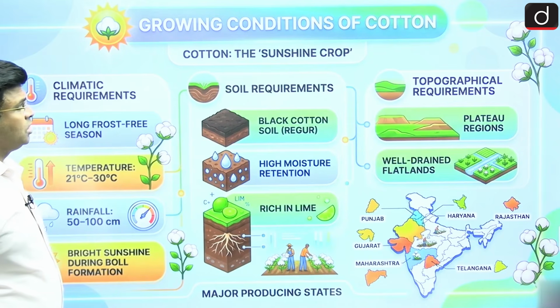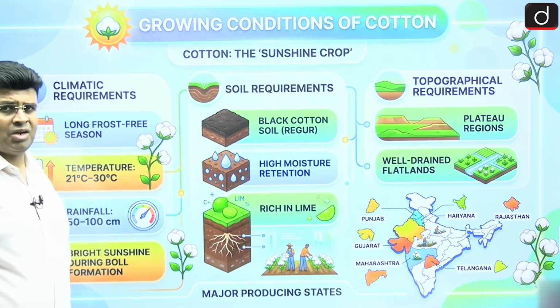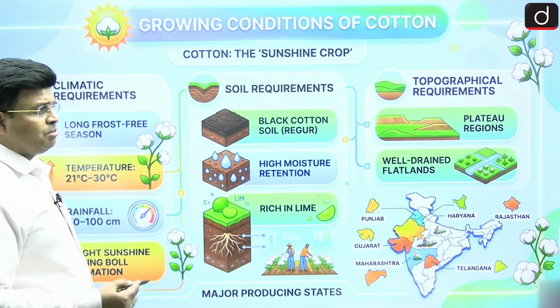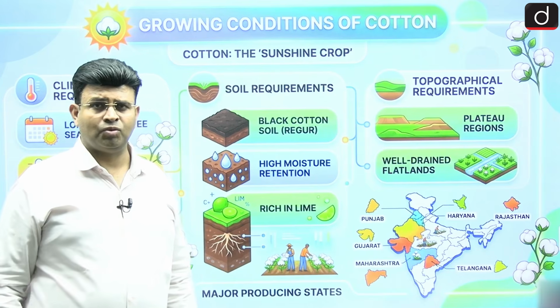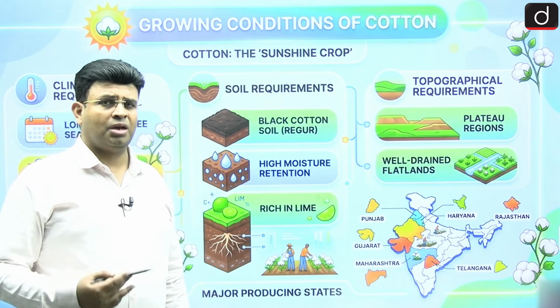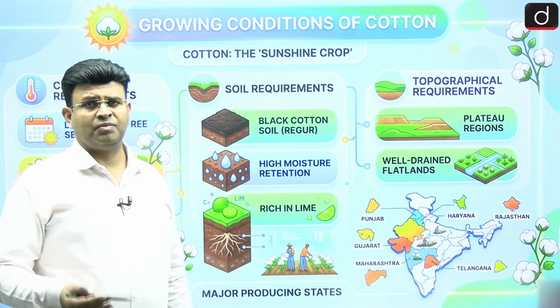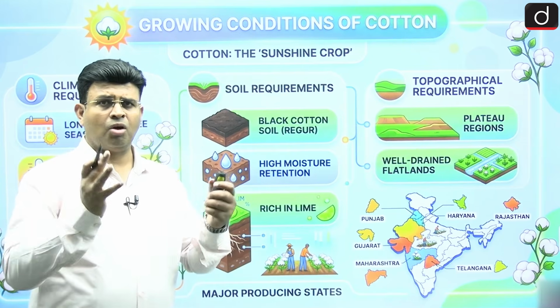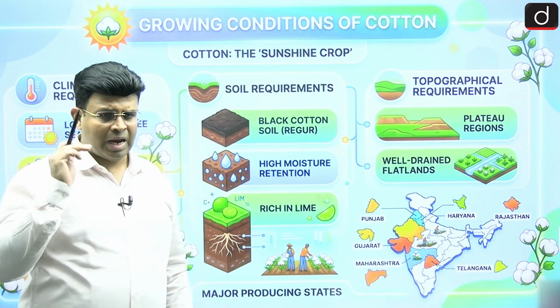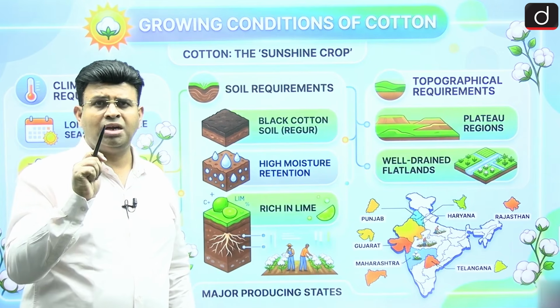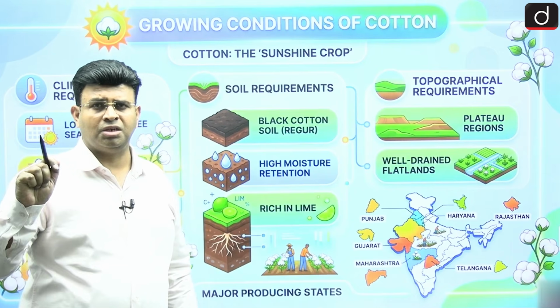Another, growing conditions of cotton. Cotton grows in less rainfall, arid and semi-arid regions, but even some are talking about 50 to 100. Therefore I have mentioned here 50 to 100, but it can grow in 30, 40, 50, 60 centimeter, because cotton needs less rainfall. It is an irrigation based crop, and cotton needs at least 210 days of frost free condition.